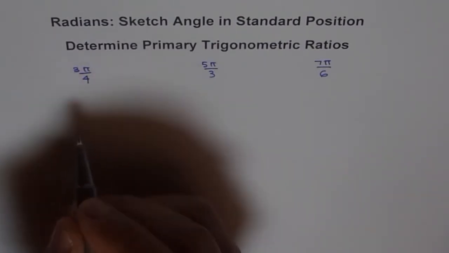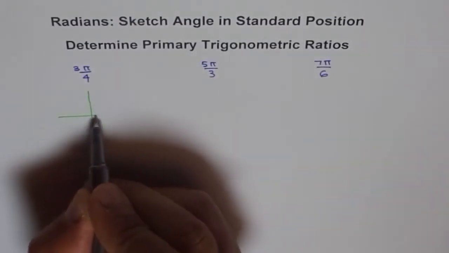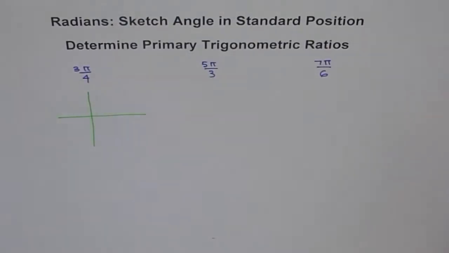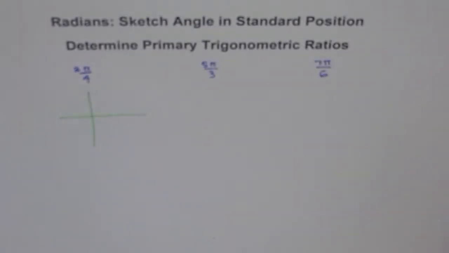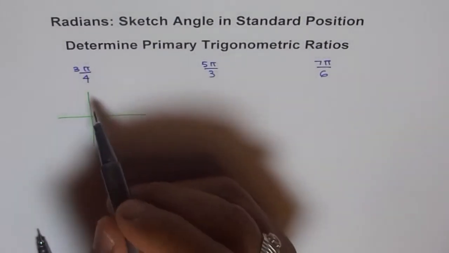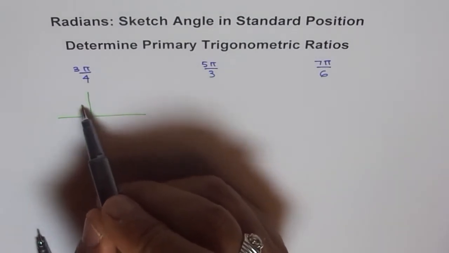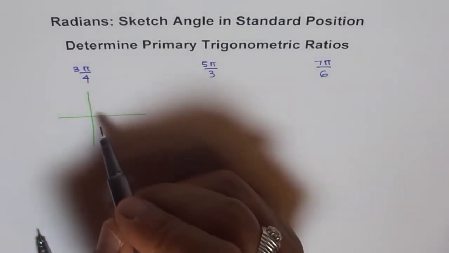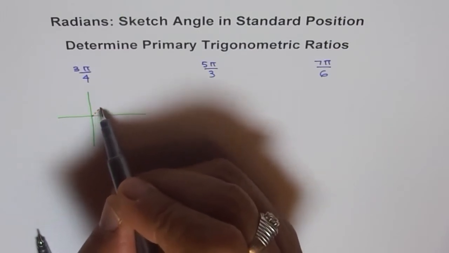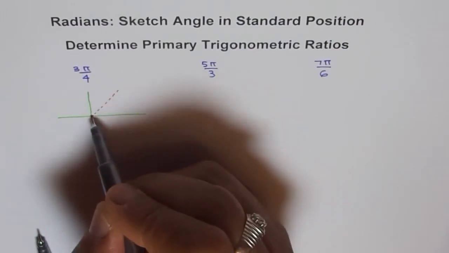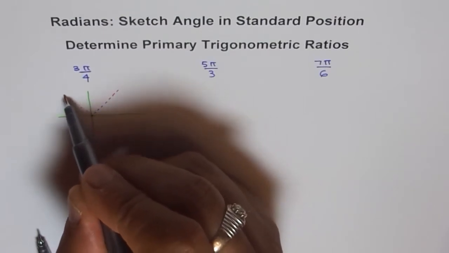So we have 3 pi by 4. So 3 pi by 4 is what? Here, the first thing is to find the related acute angle. The related acute angle is pi by 4. Okay, so we will now draw pi by 4. Pi by 4 means we'll divide our pi into 4 equal parts, which means 2 here and 2 there. So that means a straight line like this and a straight line like this.